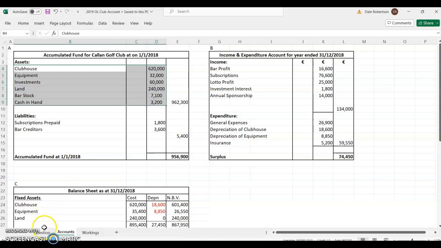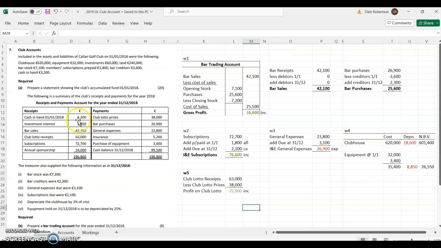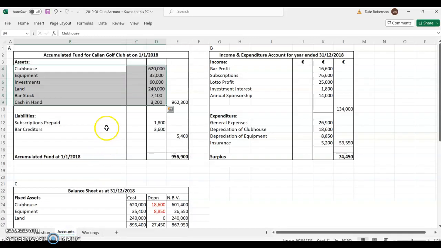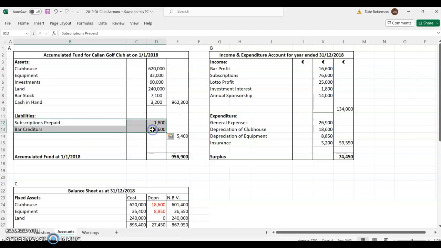Now that cash, just to flag that, that's coming from here. But of course, at ordinary level, it's also listed up in the top sentence. So we add together all of those assets and we get 962,300. And then we look at the two remaining liabilities. We have an income prepaid, which is a liability of 1,800, and we have creditors, which is a liability of 3,600. We add the two of them together, and then we subtract our liabilities from our assets, and that gives us our accumulated fund. This number here, essentially, what is the club worth on the first day of January 2018?